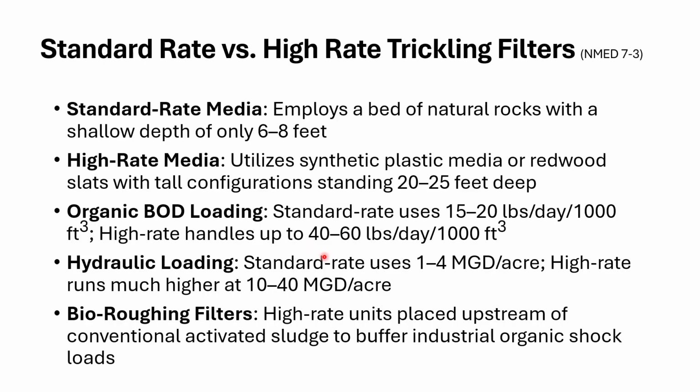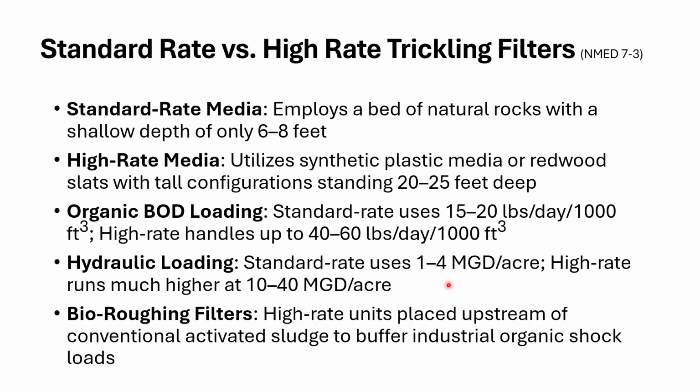High rate filters, that's about 3 times that. 40 to 60 pounds of BOD are treated per day per 1,000 cubic feet of wastewater. The hydraulic loading: the standard rate trickling filter is going to treat 1 to 4 million gallons per day per acre of surface. We're looking at the surface of the filter, and they might be fairly big, but they're not an acre large. But that's what we treat, 1 to 4 million gallons per day per acre of filter surface area.